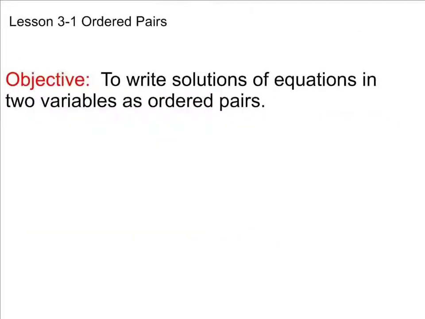Alright, let's take a look at our lesson 3-1, which is titled Ordered Pairs. Our objective today is going to be to write solutions of equations in two variables as ordered pairs. Now, you guys have all worked with ordered pairs before, except you're used to seeing them like on a coordinate grid. You know, maybe like 2, 3.